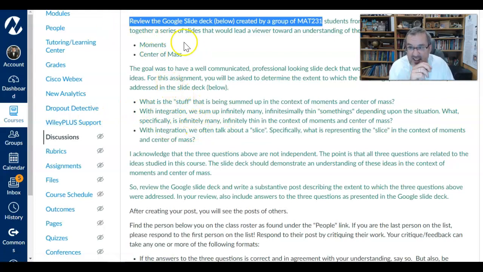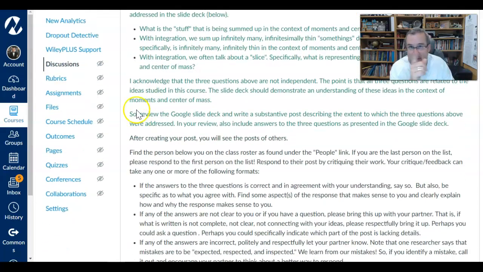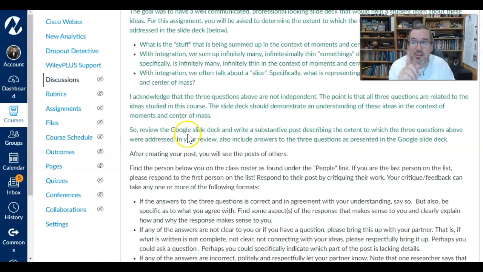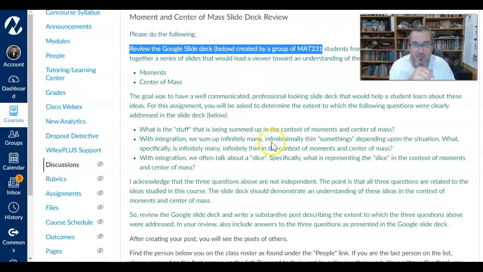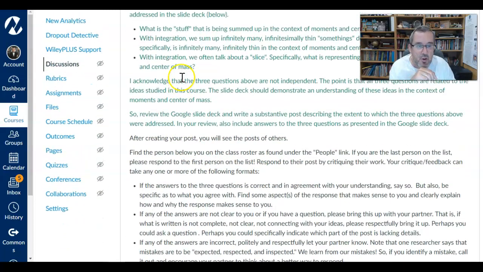So in their slide deck, they had to teach the idea, unfold the story, but make sure that these 3 questions were addressed somewhere, somehow in the slide deck. So here's your task. Instead of making the slide deck, you are not making the slide deck this time. This time, what I want you to do is review the slide deck below from a previous class. Review it. And as you review it, of course, I hope that you're going to engage with it and interact with it and learn about moments and center of mass with it, but learn it in a different way. Come at it from a different angle of a reviewer rather than just a student.